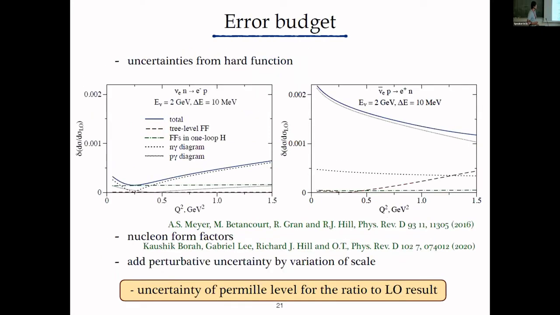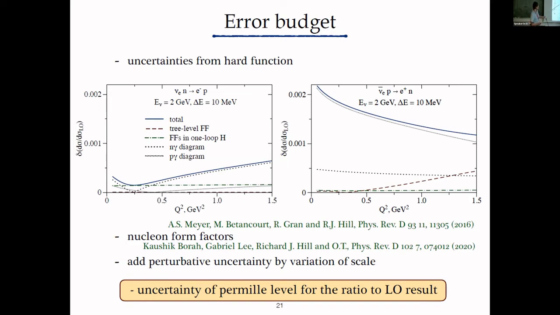The first source of uncertainty, of course, is the tree-level form factors. The tree-level form factors we take from the z-expansion parameterization for the axial form factor, and a recent parameterization for the vector form factor, which actually also takes the muonic hydrogen result as one of the data points. The advantage of these parameterizations is that they also provide covariance matrices, and we can easily propagate uncertainties to any observable we are looking at.